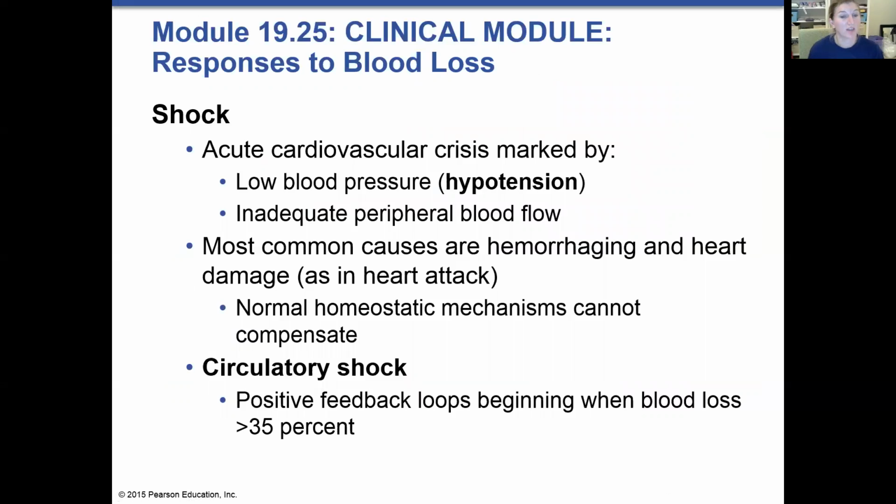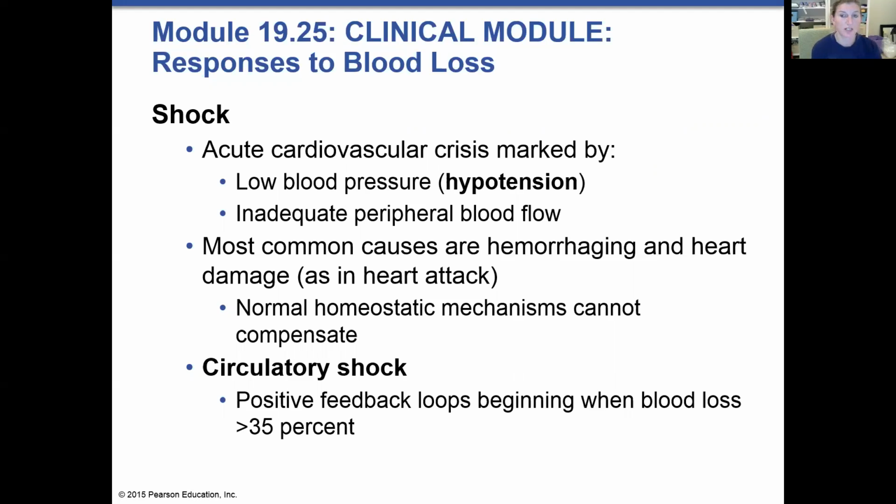There's also shock that can occur. This is an acute cardiovascular crisis that can bring your blood pressure down so low and create such an inadequate peripheral blood flow. It's most common when you're hemorrhaging and if there's heart damage, like a heart attack. The normal homeostatic mechanisms can't function at this point.